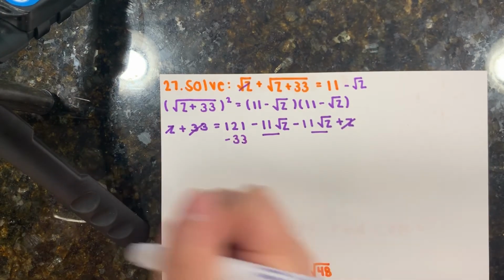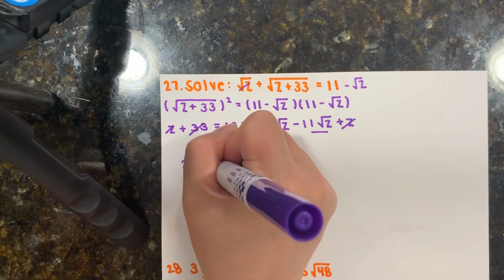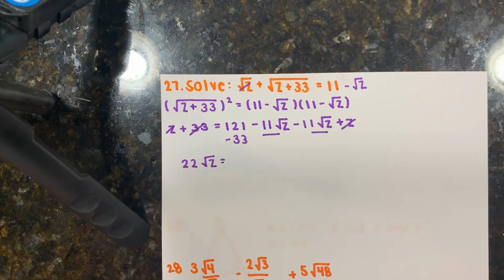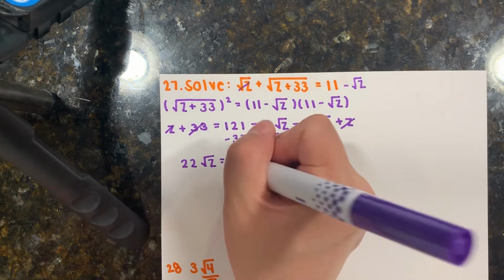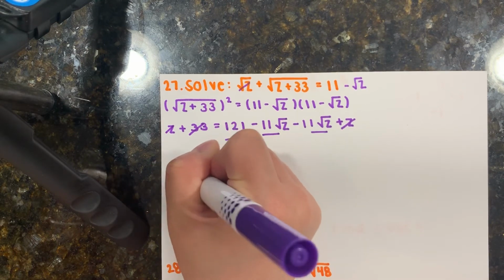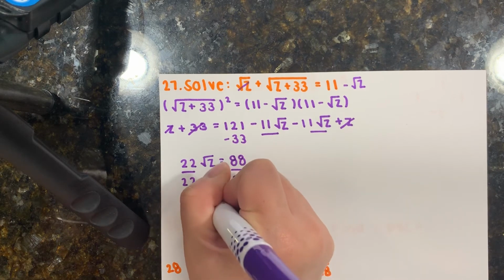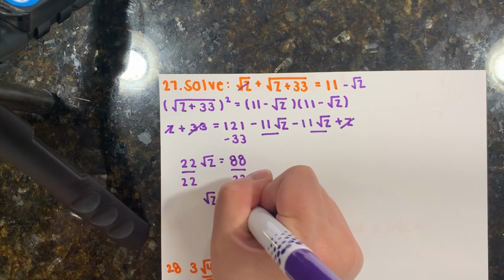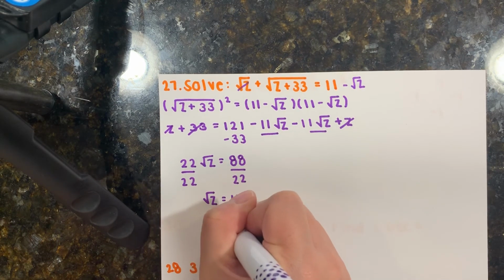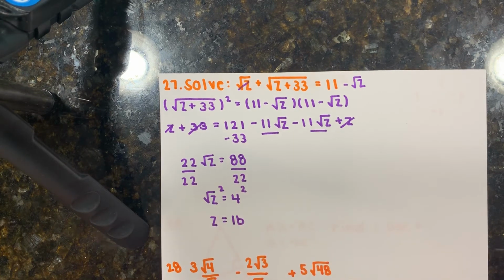But I want to bring it over to the left-hand side. So that would be positive 22 root z equals 121 minus 33, which gives me 88. When I divide both sides by 22, I'm going to get the square root of z is equal to 4, which means that z after squaring both sides is going to be equal to 16.